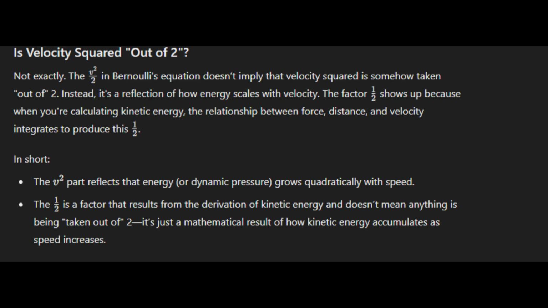The 2 in the denominator isn't about taking velocity squared out of 2, it's simply part of the formula that captures how kinetic energy, and by extension, dynamic pressure in fluids, behaves. It is written in a way that suggests division, because it is division, but the reason for writing it this way has to do with how kinetic energy is derived and expressed mathematically.